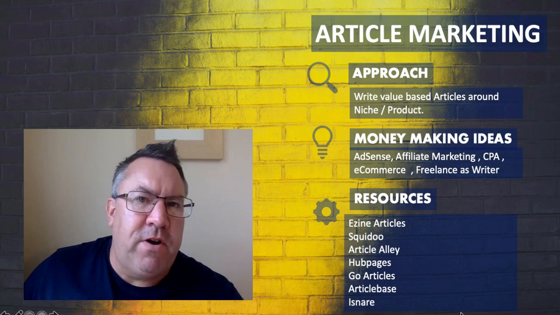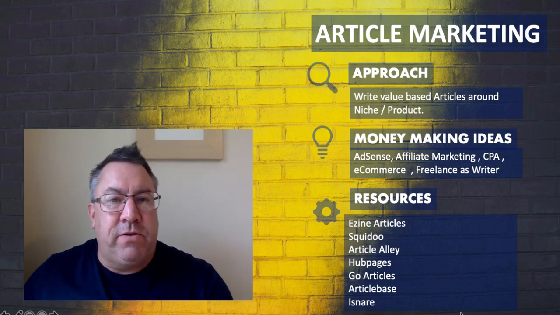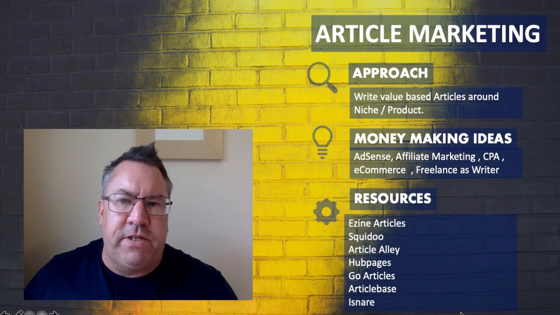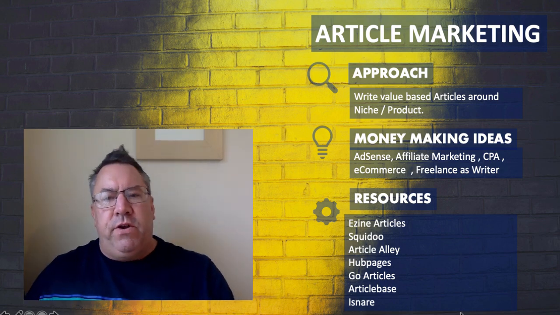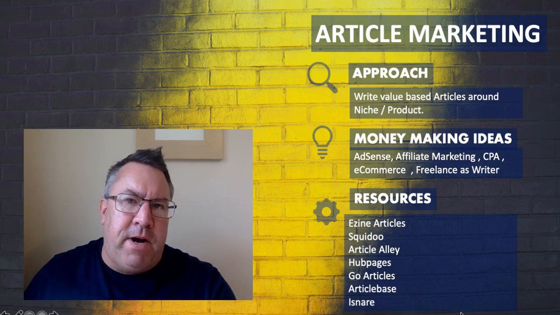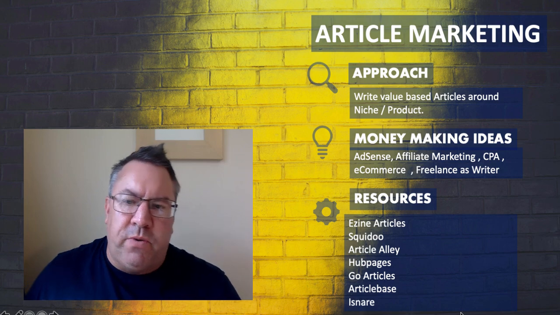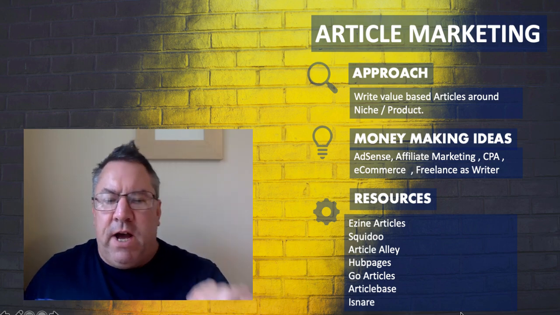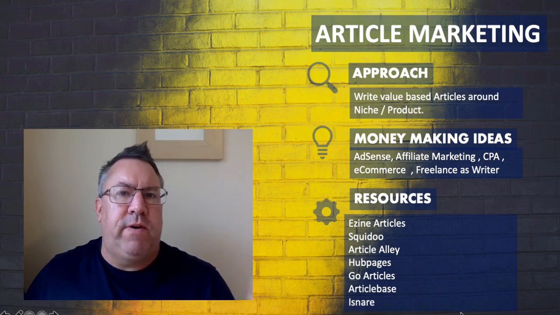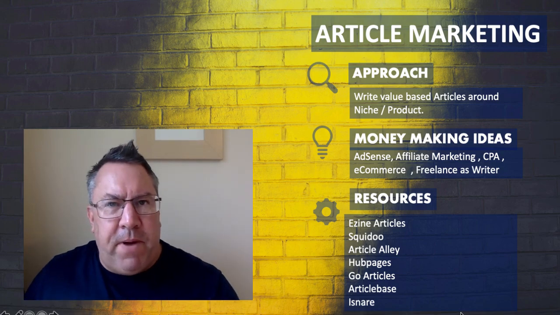So next up is kind of an old one, but it still works, and that is article marketing. The approach is you write value-based articles similar to blogging, but you put them on slightly different sites around your niche and your product, and then you recommend your product and put links within that article. So again, you can use it for all these different money-making ideas, but with affiliate marketing we're going to use it for ClickBank. And you can go to places like Ezine Articles, Squidoo, Article Alley, Hubpages, Go Articles, Articlebase, Isnare. All of these places still allow you to write articles on them, and you can leave affiliate links in those articles. So let's jump over to Hubpages and check them out.